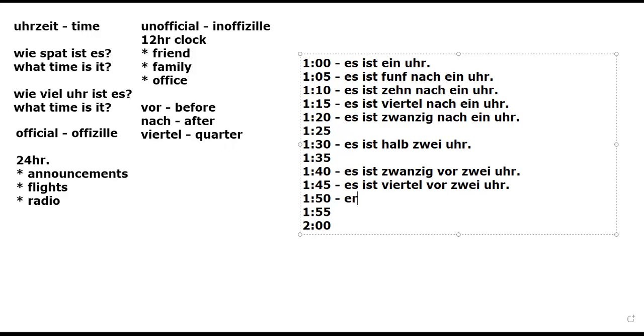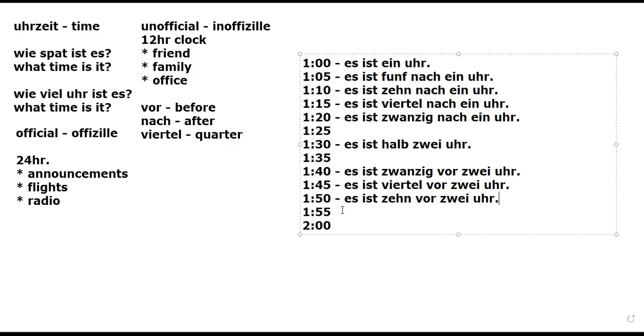Then 1:50. How can we say 10 minutes are there? 10 minutes before 2. As is. कितने मिनट्स बाकी हैं 2 बजने में? 10 minutes. Yeah. So as is, go ahead. Then vor 2 Uhr.